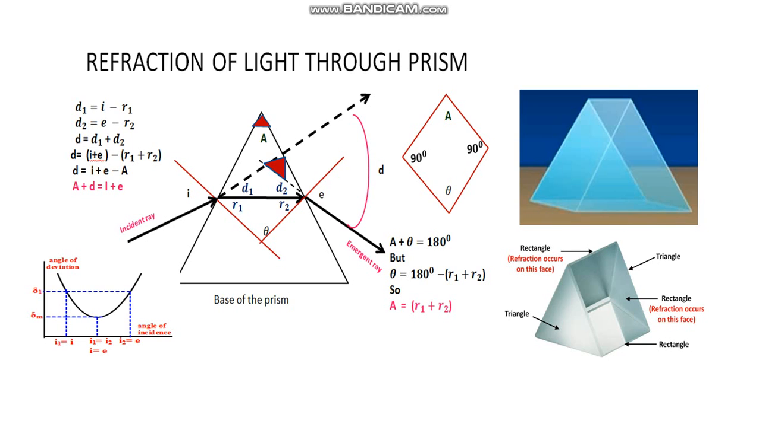Hello students, today you are going to learn refraction of light through prism. First, the question arises, what is prism? Here you are going to learn about refraction of light. So prism is an optical medium. So what is optical medium? A medium in which light passes through it, right?